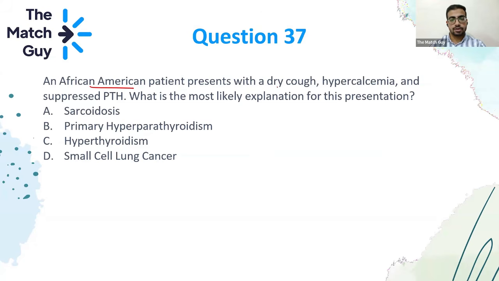An African-American patient presents with dry cough, hypercalcemia, suppressed PTH. What is the most likely explanation for this presentation? We already said, game of keywords: sarcoidosis, African-American women. They started to tell me dry cough, mostly because of the interstitial lung disease, hypercalcemia, suppressed PTH.